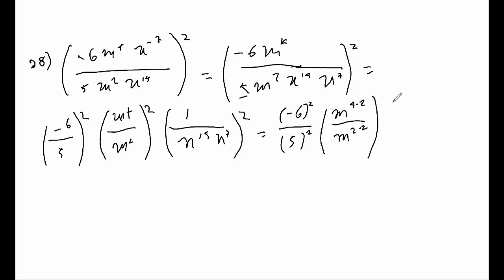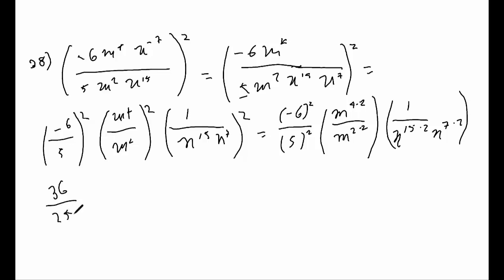And then here I will have, well, 1 to the 2 power is just 1. So that will remain the same. And then the bottom, I'll use my product rule, n to the 15 times 2, n to the 7 times 2. So here on top, I will get negative 6 times negative 6 is a positive 36, divided by 5 squared is 25.